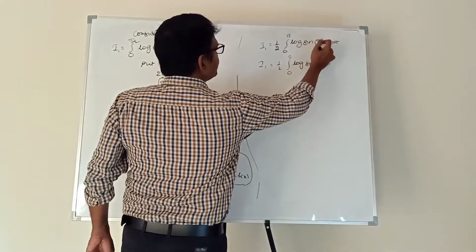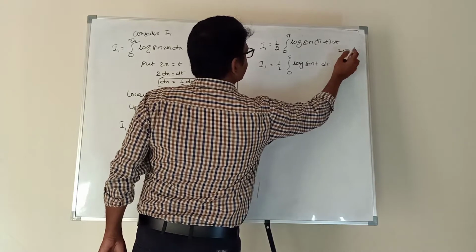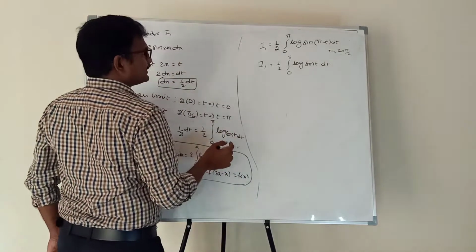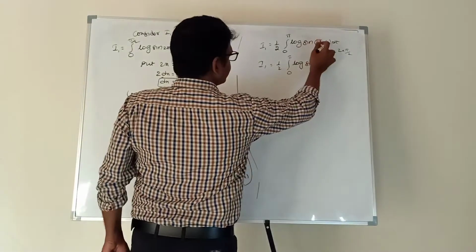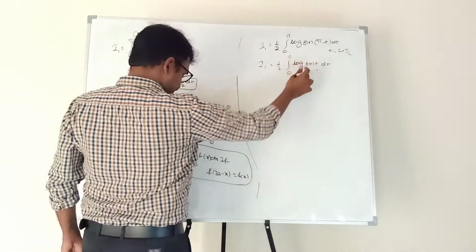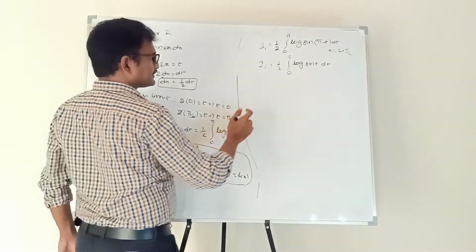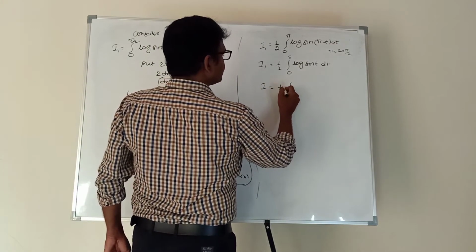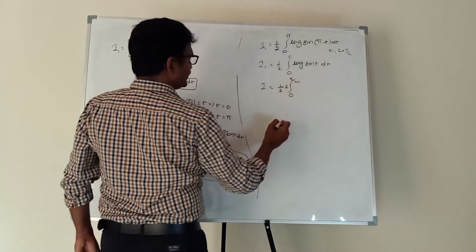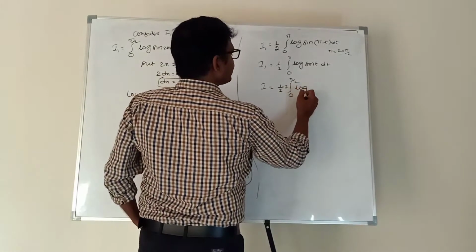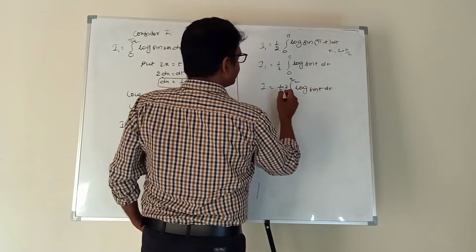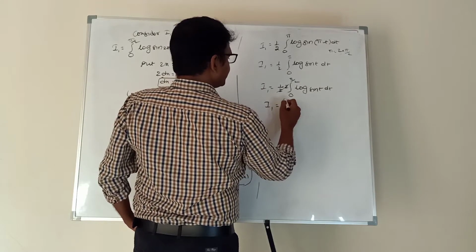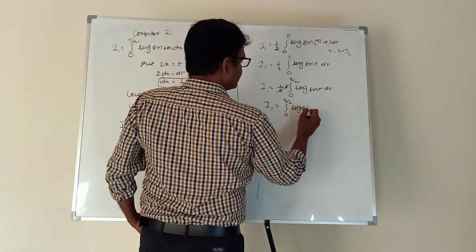Again we got f of 2a minus x. We can write pi as 2 into a, where a is pi by 2. So f of pi minus t, again we got sin t, the same function. That means we can write 1 by 2 into 0 to 2 times a of log sin t dt. The 2 gets cancelled. I1 is equal to integral 0 to pi by 2 of log sin t dt.